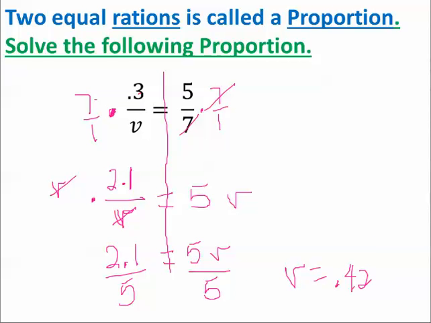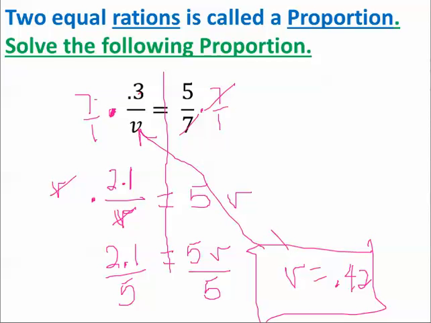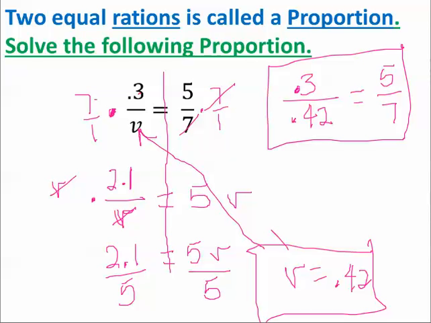But just to remind you, I can put that answer back inside here for this v, and I should get a true answer. So in other words, 0.3 divided by 0.42 should get me the same thing as when I go 5 divided by 7. And I'm going to need you to check that in your calculator, please.